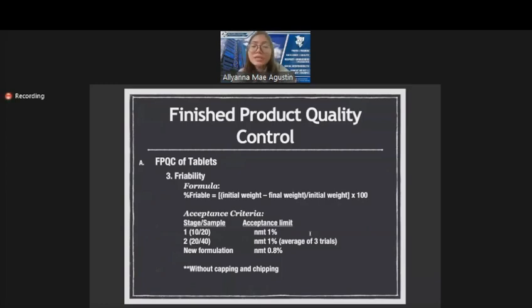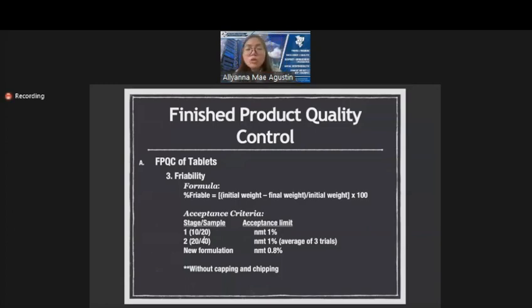So 0.9, 0.8. But if it's a new formulation, our limit is 0.8. So the percent friability should not exceed 0.8. What if it fails? Then you can do stage 2. In stage 2, you add another batch of 20 or 40, so you add 2 trials. You average the 3 trials, and it should not exceed 1%. If it still exceeds, then it fails. But if it does not exceed, then it passes on the second stage.